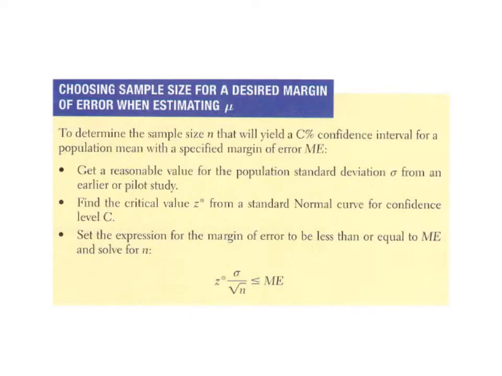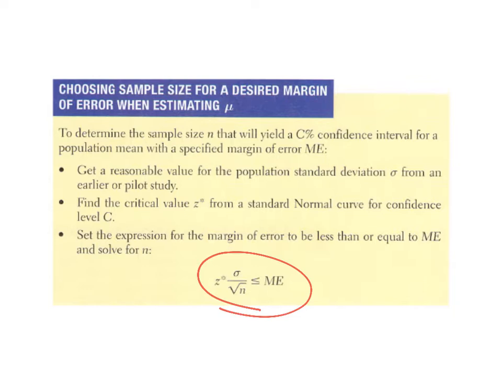So just like we did for proportions, we can also determine a sample size for a desired particular margin of error when we're estimating the mean. Okay, our formula for that is going to look like it did before. So we're going to take our critical value, and we're going to multiply that by our standard deviation over the square root of our sample size and set that less than or equal to our margin of error.